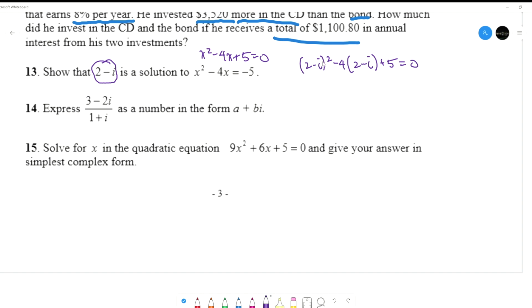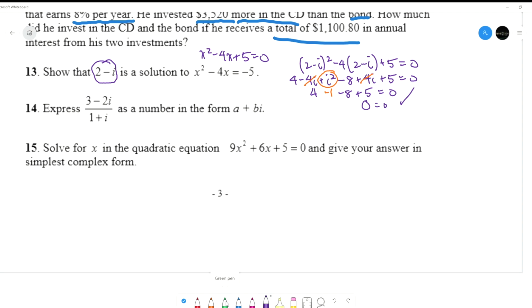So what does this come out to? 4 minus 4i plus i squared minus 8 plus 4i plus 5 equals 0. Okay, so the 4i's cancel out. And I know i squared is negative 1, right? So I have 4 minus 1 minus 8 plus 5 equal to 0. So this is 9 minus 9. So this is 0 is equal to 0. So it is a solution. So that's number 14.